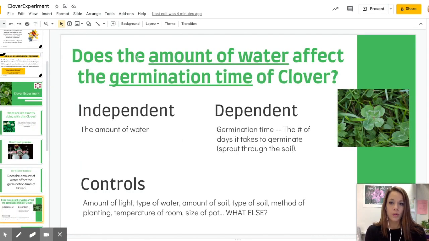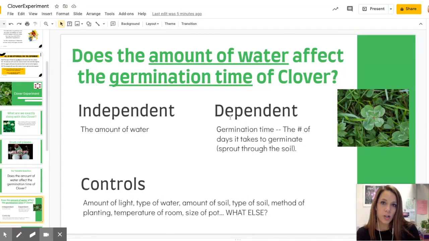Okay, here's our question. This is what we're going to investigate. Does the amount of water that we give the clover affect the germination time? You might be thinking, what the heck is germination time? Well, let's look at this. Our independent variable, what we're going to change, what we're testing, is different amounts of water. What we're going to measure is germination time. Germination time is the number of days that it takes to germinate or sprout or pop through that soil layer. So those are our independent and dependent variables.